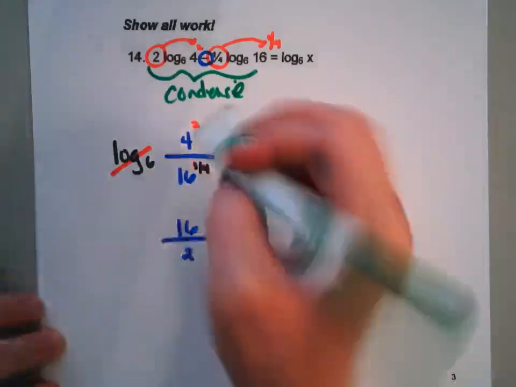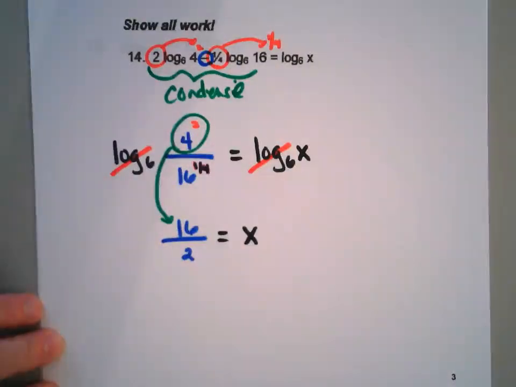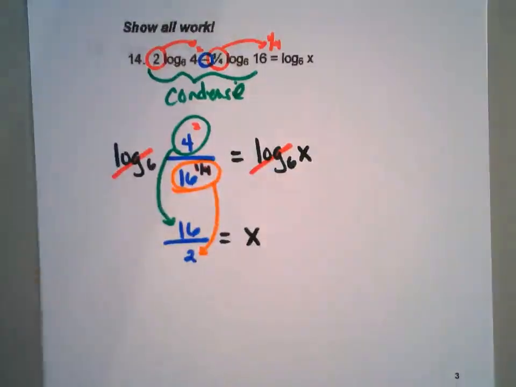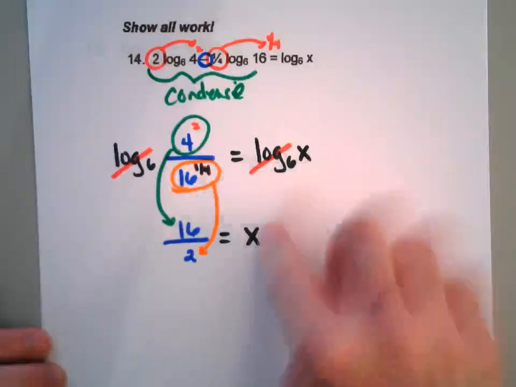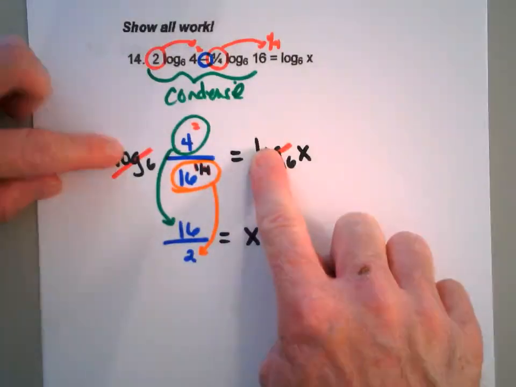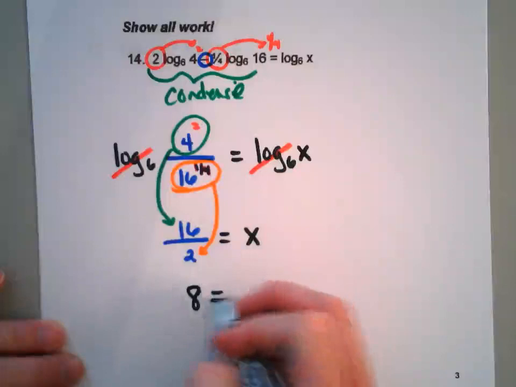Okay, so once again, 4 squared became 16. And this 16 to the 1/4 became 2. And then the x just came straight down because this log base 6 and this log base 6 cancel each other out. So boom. All right, so quick and easy division tells us 8 equals x.